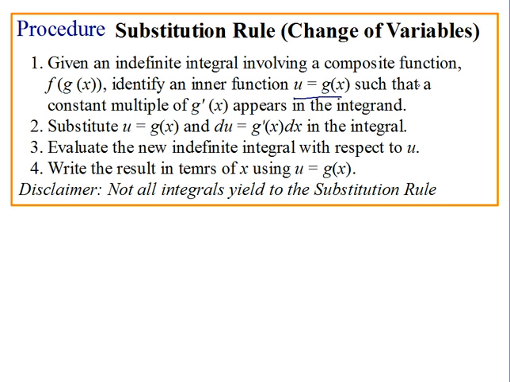All right, and you have to identify u such that a constant multiple of g prime appears somewhere in the integrand. You're going to see this a little more closely when we go over some examples. But then we actually do the substitution. We make u equal to g of x and du equal to g prime dx in the integral. And then we're going to evaluate the new indefinite integral with respect to u, because we simplify it to a form that we can integrate. And then we're going to write the result in terms of x using the original substitution. So you're going to undo the original substitution.